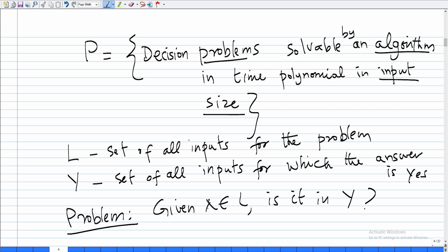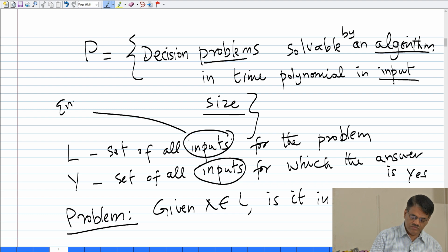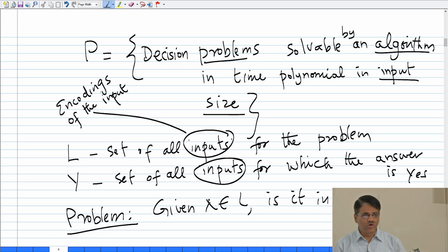So, problem, algorithm, and input size is something important. Sometimes, if you change the way you encode the input, polynomial could become exponential, and exponential could become polynomial, so it is important. So when I say L, the set of all inputs, these are actually some encodings of the input. Let us say we encode it in binary. I will give you an example where it is important. So we encode the entire input in binary.